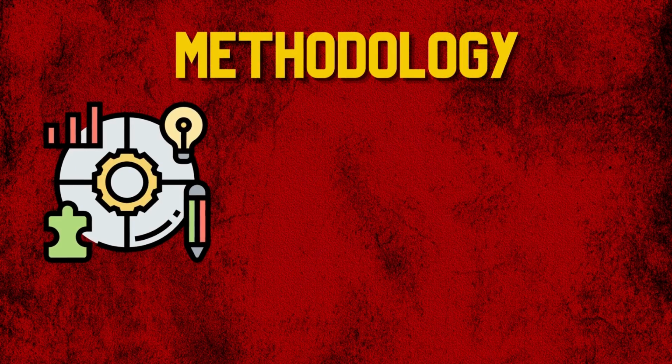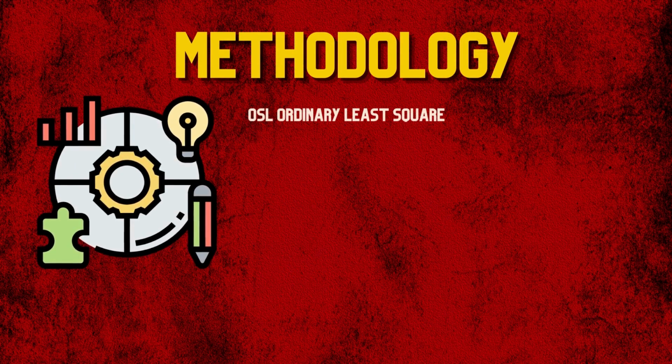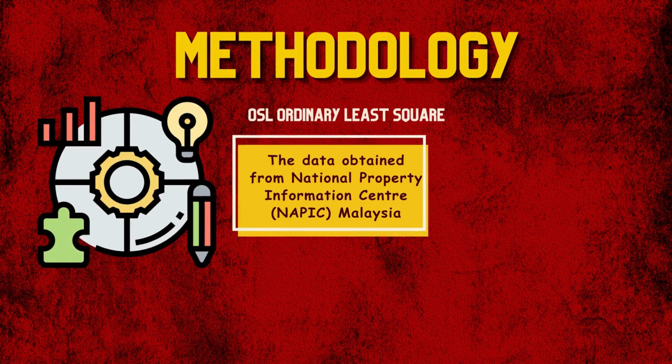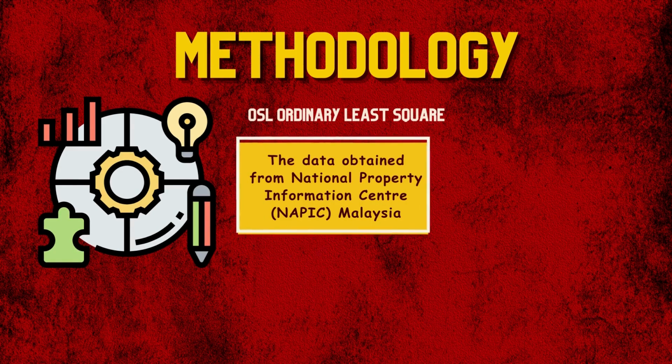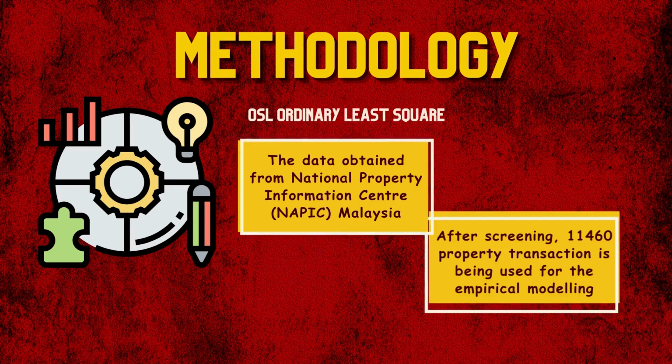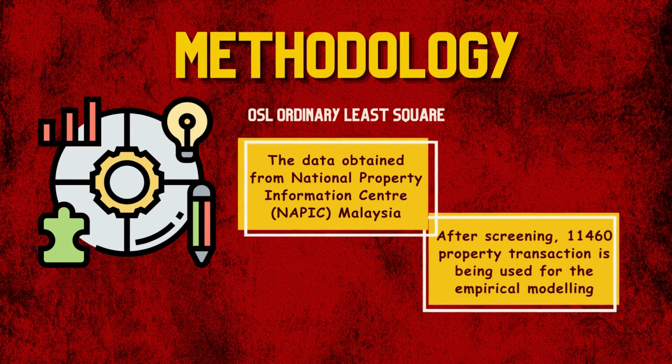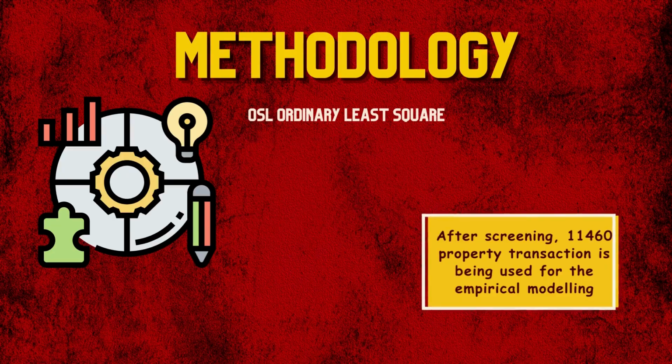Next, methodology. For methodology, OLS, ordinary least square, used to estimate the hedonic equation. The data obtained from National Property Information Center, NAPIC, Malaysia. After screening, 11460 property transactions are being used for the empirical modeling.